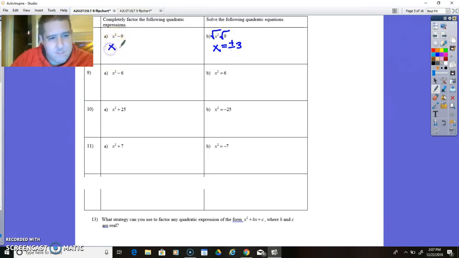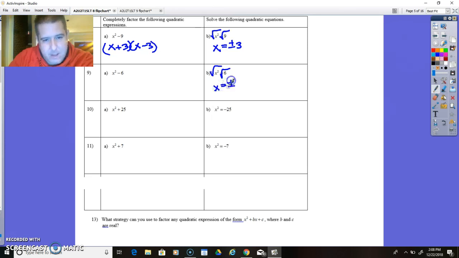So over here, the factors are x plus 3 times x minus 3. x times x is x squared. The outers and inners will cancel each other out, and 3 times negative 3 is negative 9. Same thing goes here when it's irrational, so that means x is both positive and negative square root of 6. So this is x plus the square root of 6 times x minus the square root of 6.